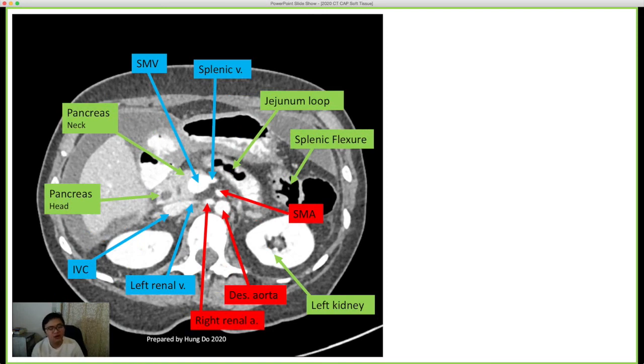Okay, so you can see there the SMV, the superior mesenteric vein, has confluence with the splenic vein, and that will eventually confluence with the portal vein as well. Now, the renals actually drain into the IVC, so you can see here the renal vein in this slice confluencing with the IVC here. The left kidney, the SMA, the descending aorta, and you can see your right renal artery here as well.